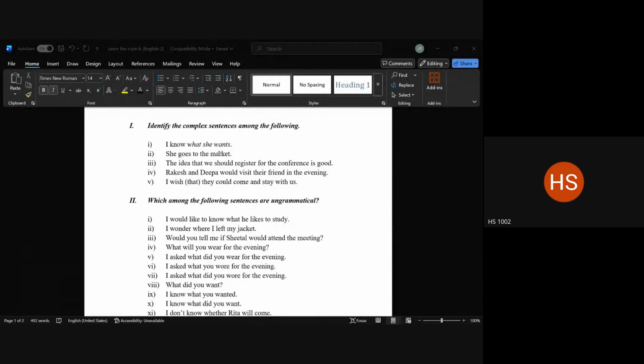So, okay, second one, she goes to the market. What about this one? This is a simple sentence, right? Because you have a subject, verb, object, and we do not have anything else which can classify. I mean, sorry, not object, no other clauses, no other subordinate clauses are present in this. Next: the idea that we should register for the conference is good.